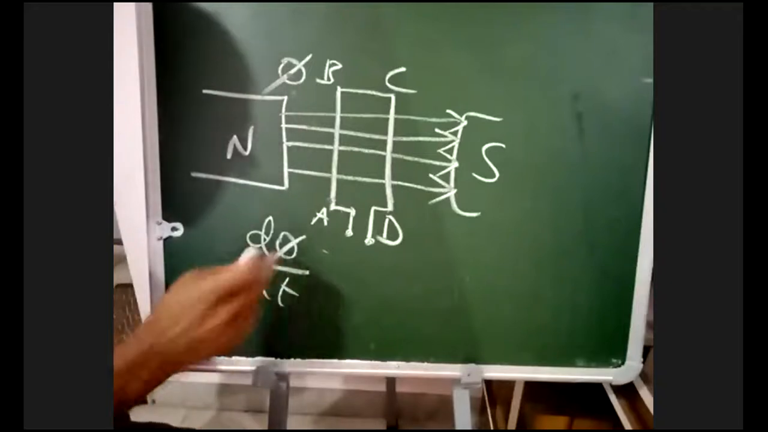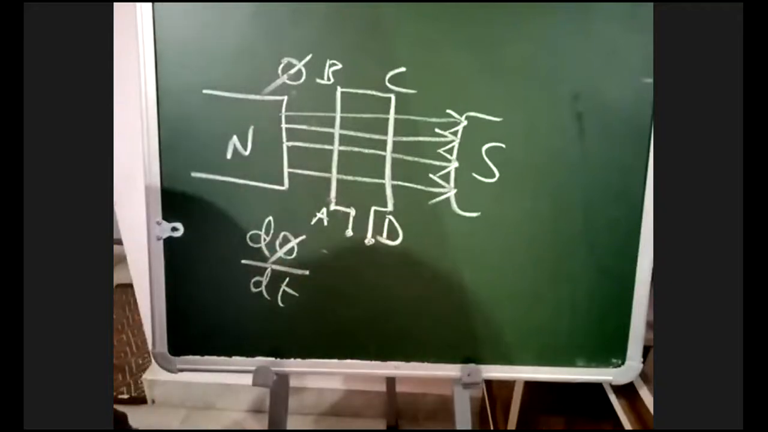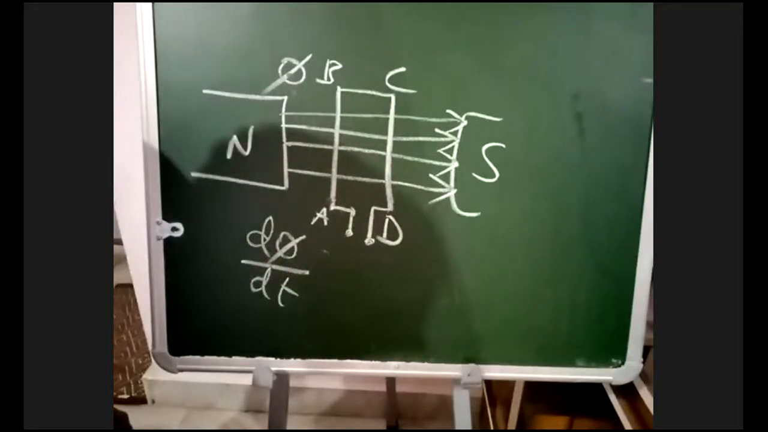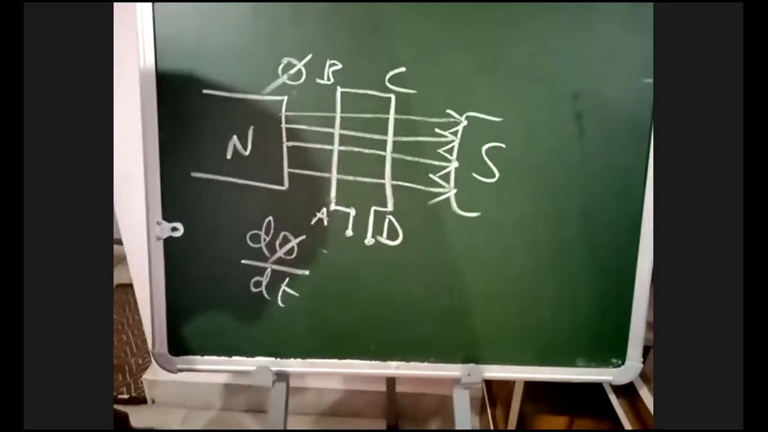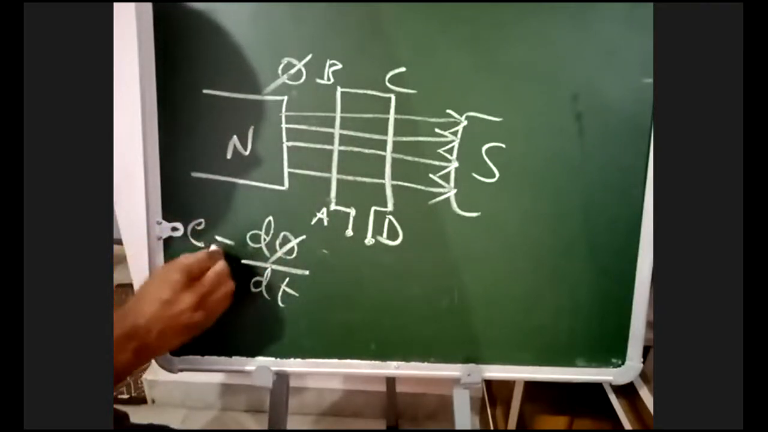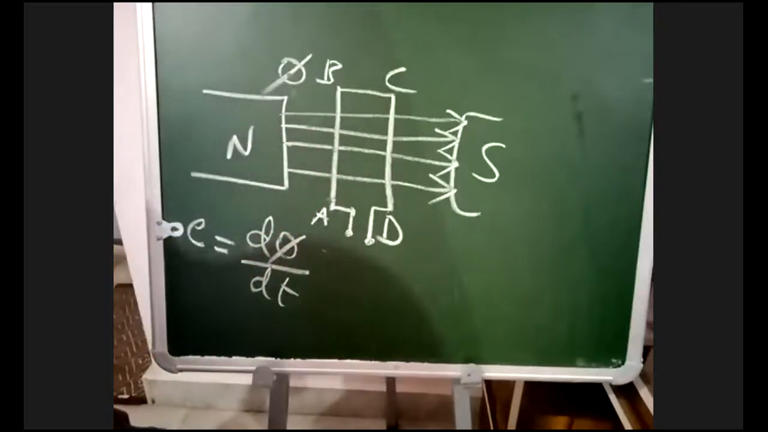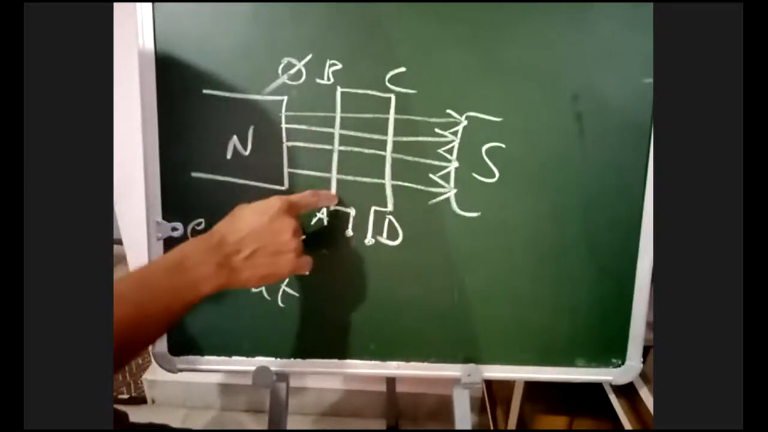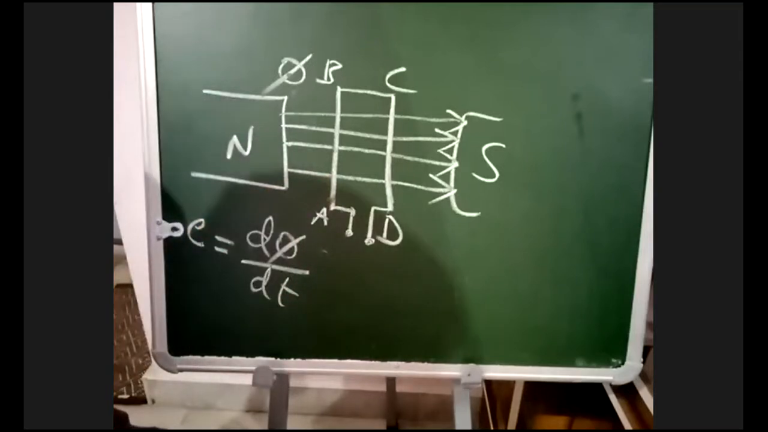dφ is the change in the flux with respect to time. When there is a change in the flux, voltage is generated in the conductor. When there is a change in the flux, EMF is generated in the conductor. That is Faraday's first law.